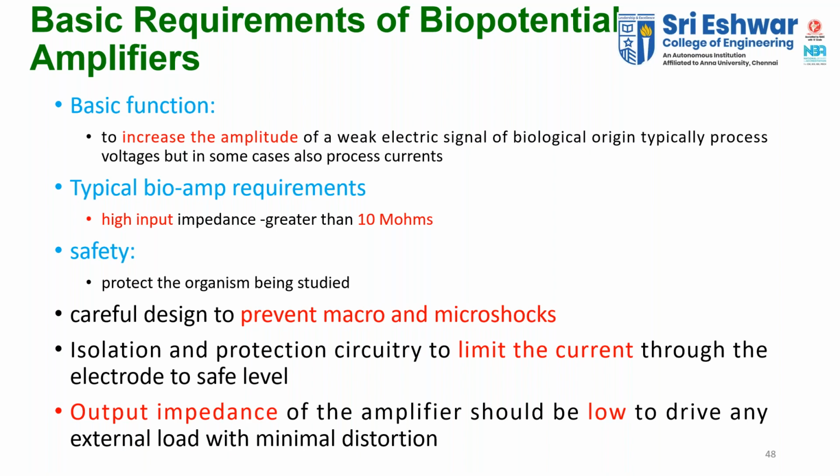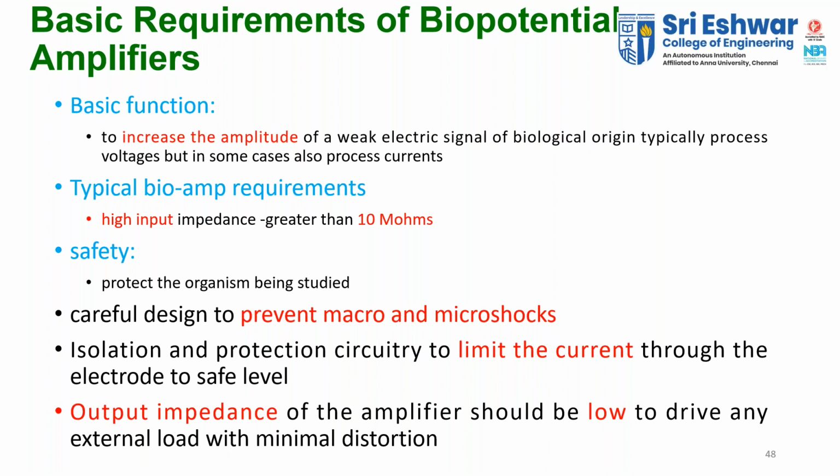And the safety measures for this biopotential amplifier are to protect the organism being studied, and it has to be properly designed to prevent macro and micro shocks. All amplifiers and electronic circuits work with current, so we should be very careful not to give any micro or macro shocks to the patient. There is a possibility of shocks, so all the electronic instruments present in the medical field should be properly grounded. Isolation and protection circuitry limit the current through the electrode to a safe level. When it reaches the threshold level, your patient will be affected with current shocks, micro or macro shocks. That is not recommendable. So the proper ground and proper terminals of your electronic instruments should be taken care of.